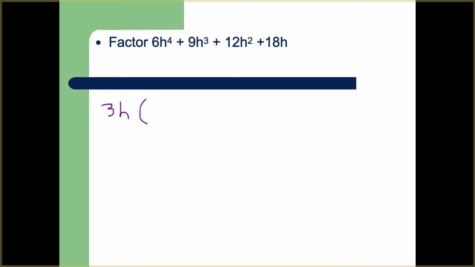And we're left with, if we divide all these by 3h, there we go. If we divide by 3h, we will be able to get 6 divided by 3 is 2. h to the 4th over h is h cubed. Then we have 9h cubed over 3h. 9 divided by 3 is 3. h cubed over h is h squared.